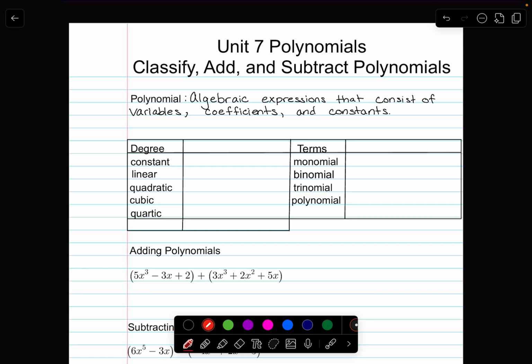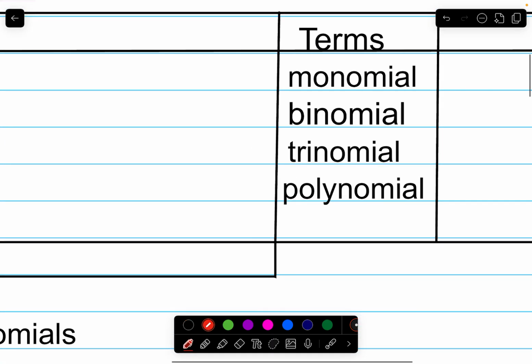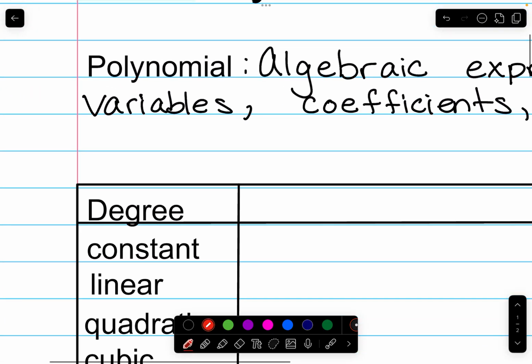So what is a variable? A variable is a letter, any type of letter. X, y, a. Any of those things are called variables.